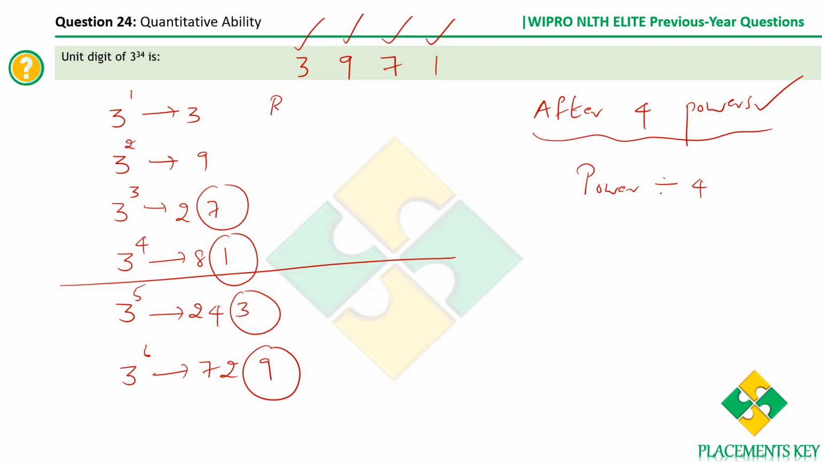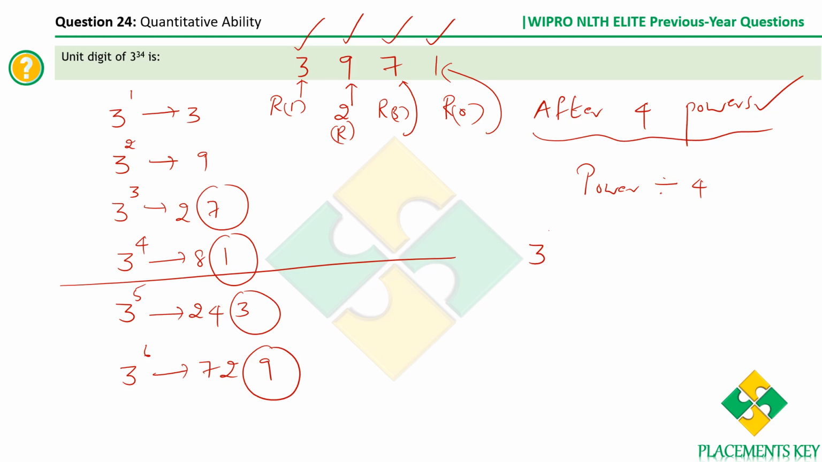If you get 1 as remainder, then the unit digit should be 3. If you get 2 as remainder, the unit digit should be 9. If you get 3 as remainder, the unit digit should be 7. And if you get 0 as remainder, the unit digit should be 1. Okay, let's check it for this question.